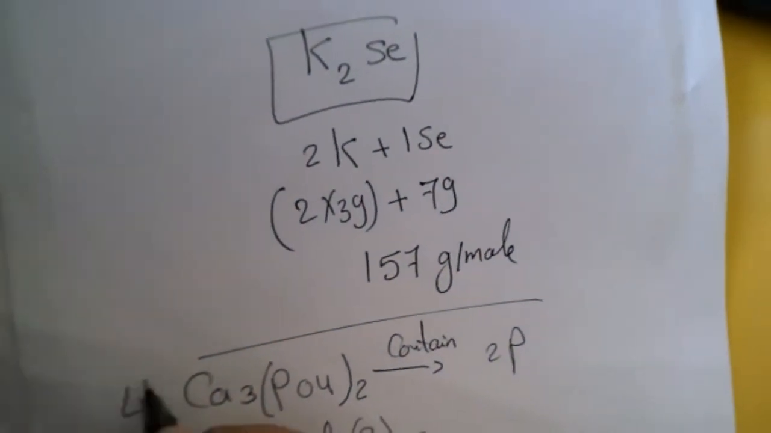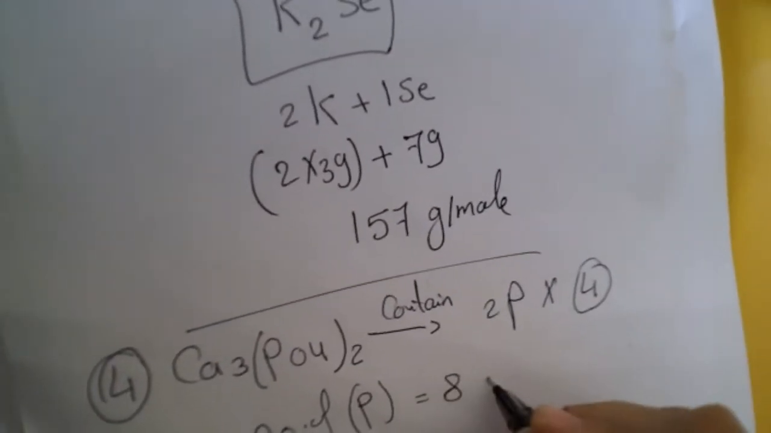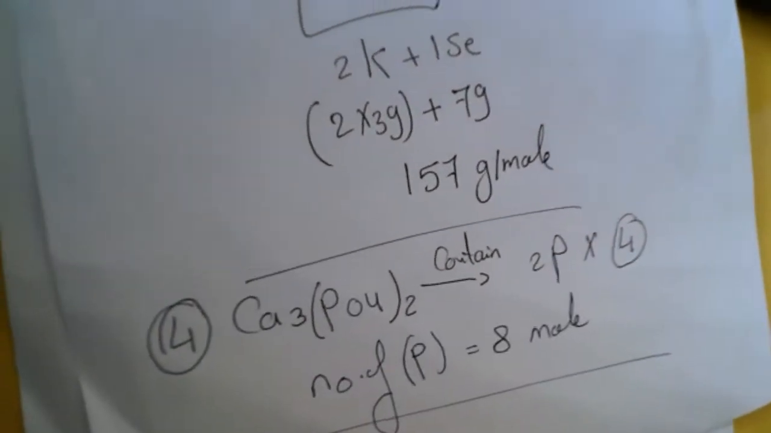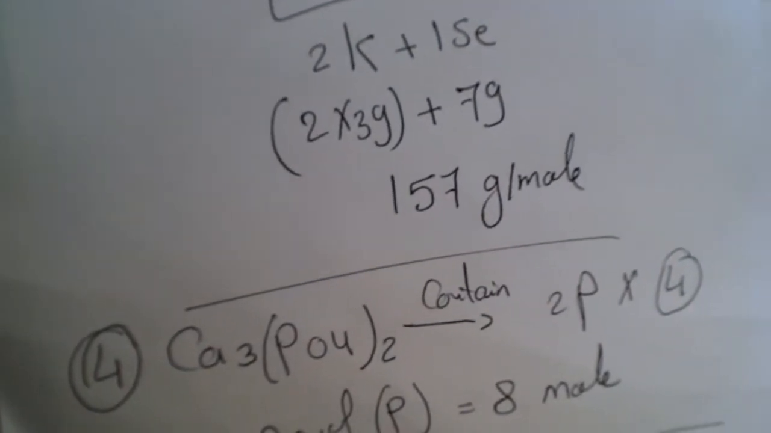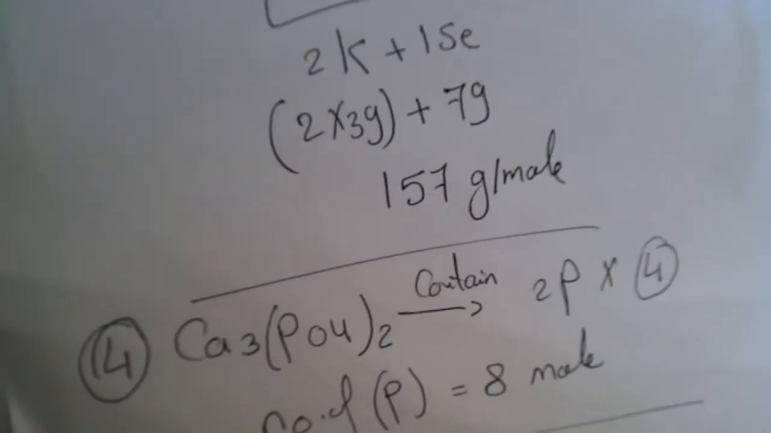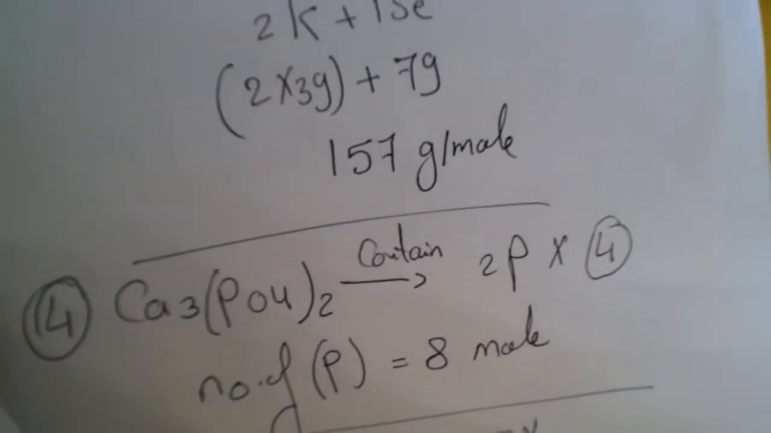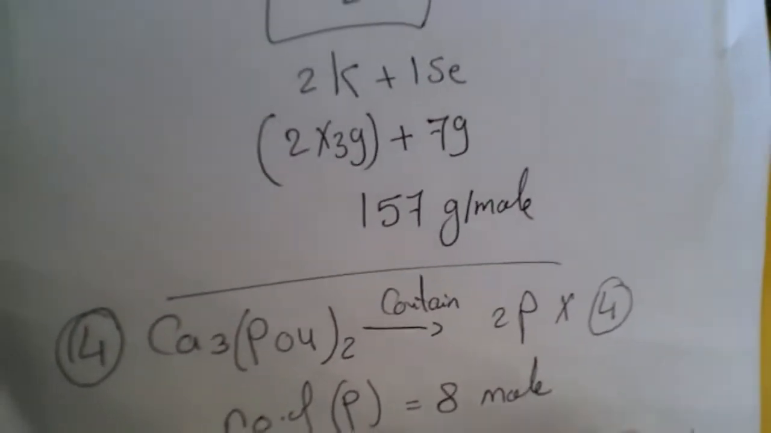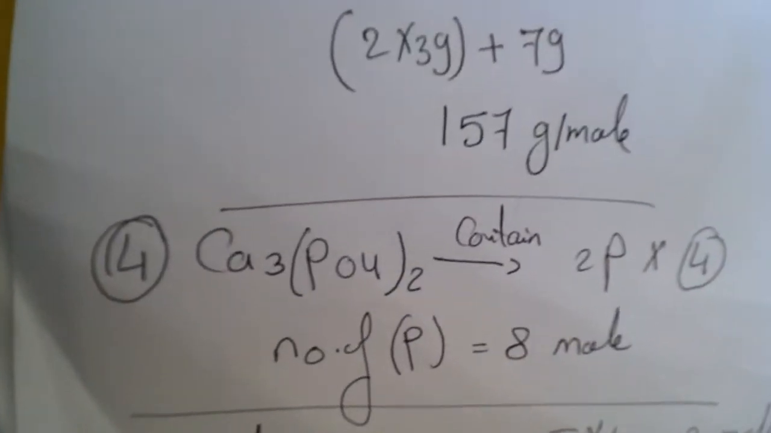We have here 4 mole of it. So if we have 4 mole of this, we're gonna multiply this by 4 too. It's gonna be 8 mole. Next, if you have 5 mole of P4O10, it's gonna be 5 multiplied by the 4, so it's gonna be 20 mole in this P4O10.